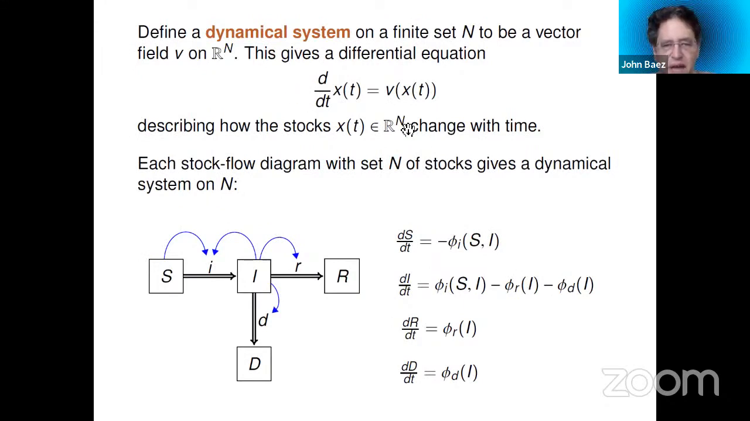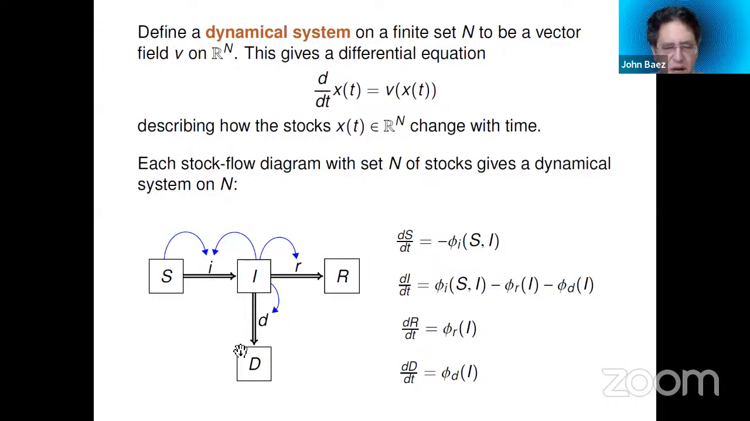So let's define a dynamical system on a finite set N to be a vector field on R to the N. So there are N variables, but a dynamical system is a vector field. And the reason why we want a vector field is that it gives us a first order differential equation that describes how a point in R^N, which would be the stocks as a function of time, evolves with time. So there's a systematic procedure, AKA a functor, that sends each stock flow diagram with set N of stocks to a dynamical system with set N of stocks.